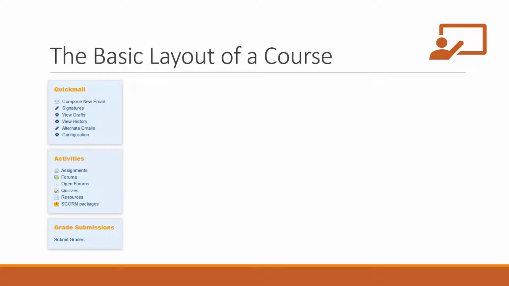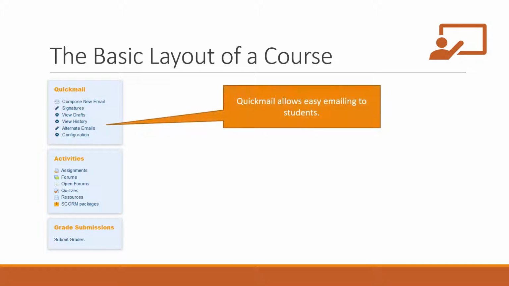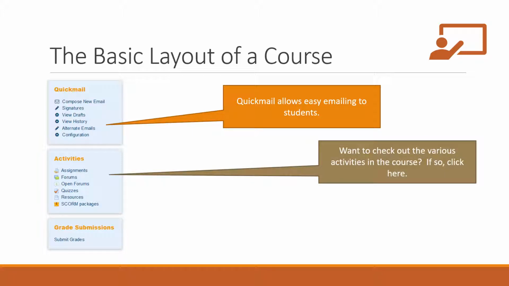Do you recall the right column we discussed earlier? Well, if so, these three items are part of that column and will look familiar. The first part of the right column is the quick mail block. This allows you to email students in a nice and easy fashion. Also, you can click the various icons under activities and see what students have worked on and what has to be done. This is an easy way to see what needs your attention within the course room.